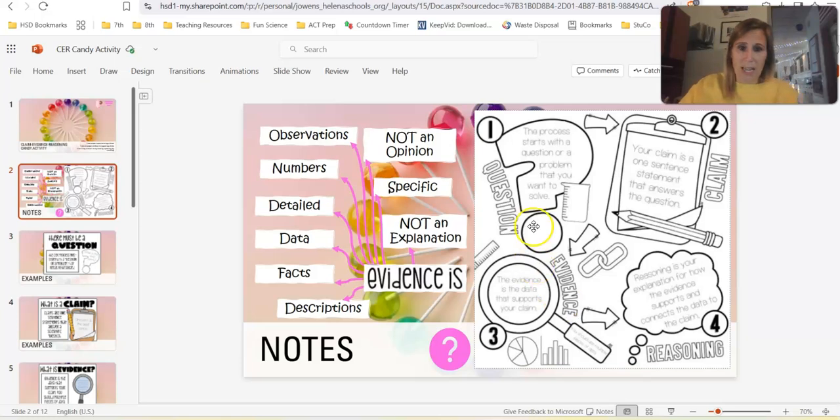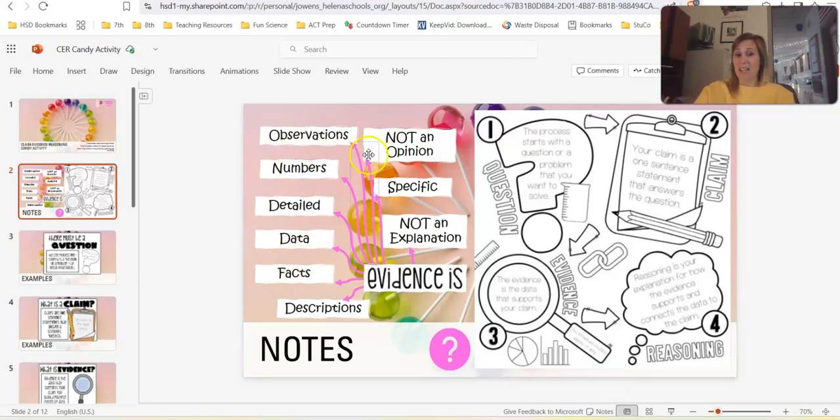The other thing I want you to add, there's not a spot for this, but near your little magnifying glass for evidence, I want you to write "evidence is" and then draw arrows to these things here. Evidence is not an explanation. You're not explaining why or how. That's the reasoning, the why or the how. Evidence is specific. It's not an opinion. If you are saying Snickers is the best because it tastes the best, that's an opinion. Where's your fact at? Evidence is fact.